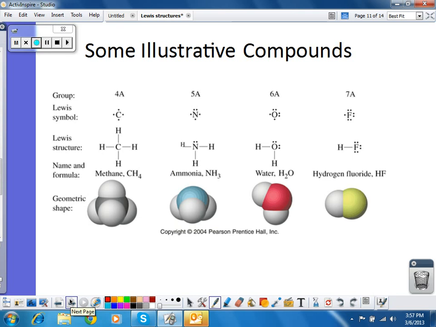Here are some examples of compounds you should recall from first year chemistry. You'll notice carbon has 4 bonds, nitrogen 3 bonds, oxygen 2 bonds, and fluorine 1 bond, according to their Lewis symbol.